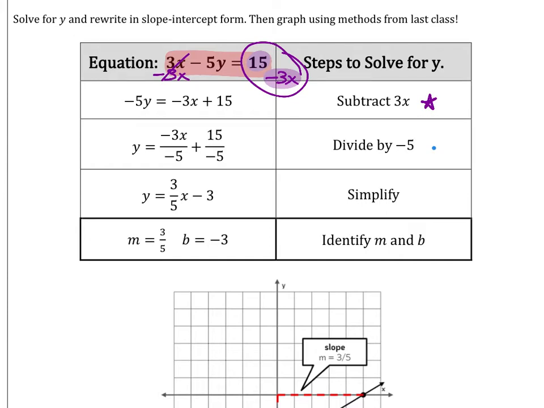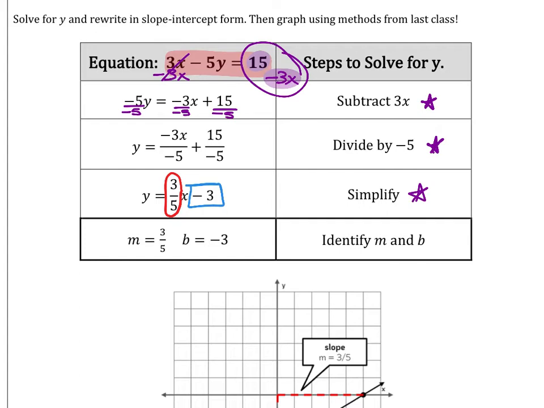Okay, what does it say is my next step? What do you know is the next step? Why am I dividing by negative 5? Because that's the coefficient of the y, right? We want y by itself, so we divide every single part of this equation by negative 5. The last step is to simplify or actually do all of those division problems. So if you do negative 3 divided by negative 5, you get 3/5. And if you do 15 divided by negative 5, you get negative 3.